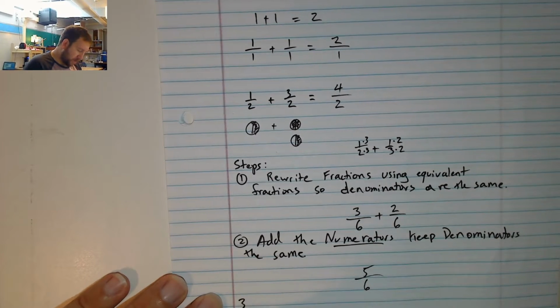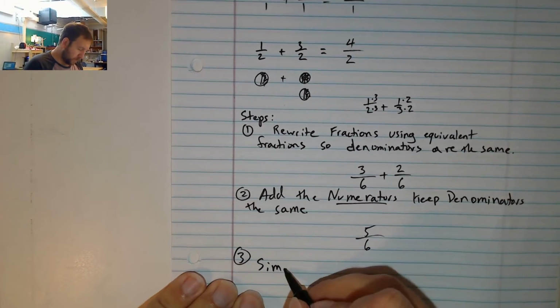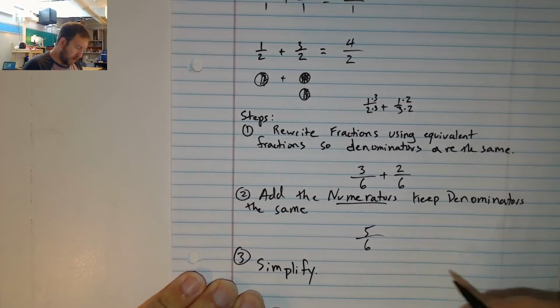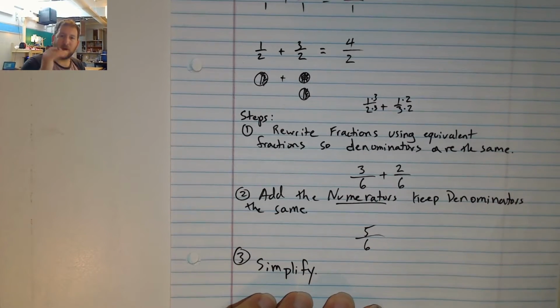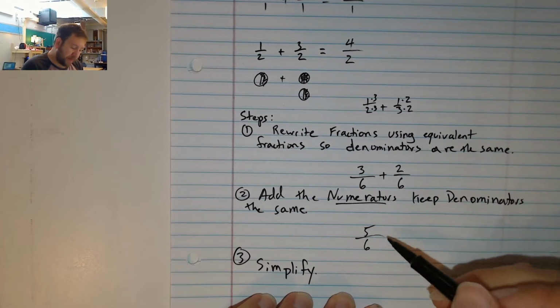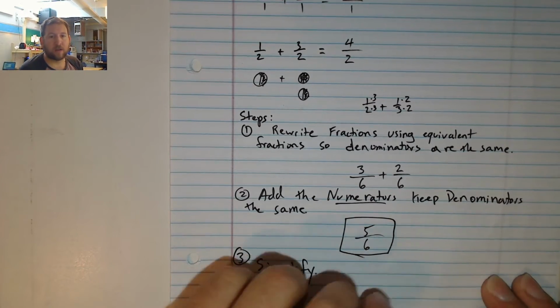Now sometimes I'm going to have to simplify. Can you guys see that? Oh, not really. Simplify is my final step. And that, remember, I look and see if there's a number that I can fit into both that I can kind of reduce it by. This one is not. This one is simplified already. So we are good to go.